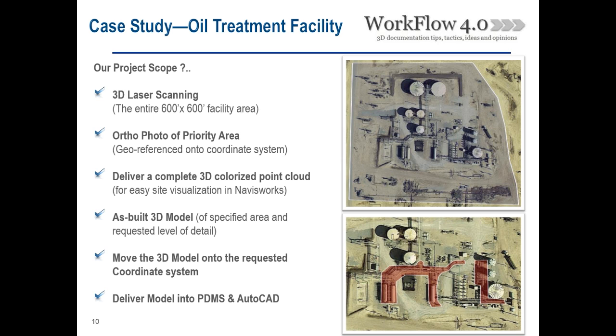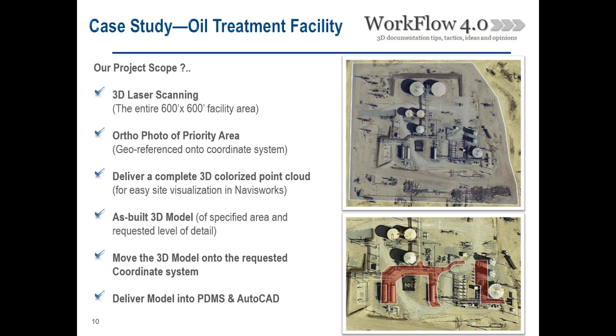So our scope for this project, as you can see on the right in the blue highlight, is the entire 600 by 600 foot area that we were requested to scan. And inside that, there's the entire facility, as well as outside areas of pumps and pipes. And in the middle there, it's quite detailed. So first we were to scan that, provide an ortho photo of the site, which we made from the point cloud, and we geo-referenced that onto the coordinate system that they're using.